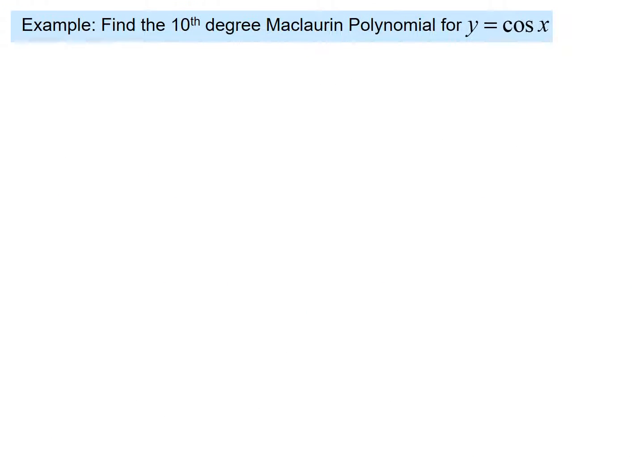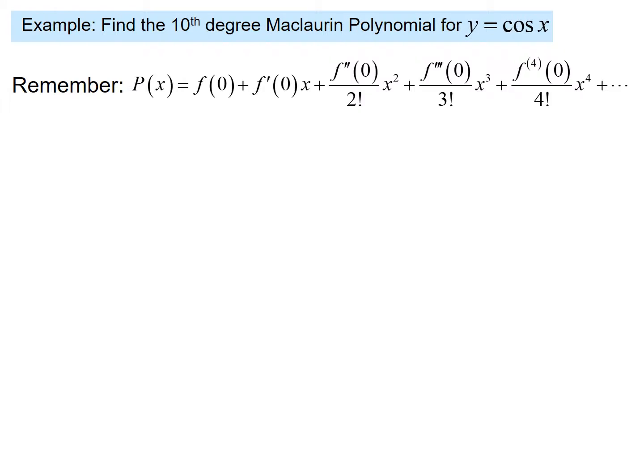We want to find the 10th degree Maclaurin polynomial for the function y equals cosine of x. So if we recall, the formula for a Maclaurin polynomial takes this form, and we go out as far as we need to get the number of terms or the degree that we're looking for. In this case, we're looking for a 10th degree polynomial. So we need to find all these derivatives.